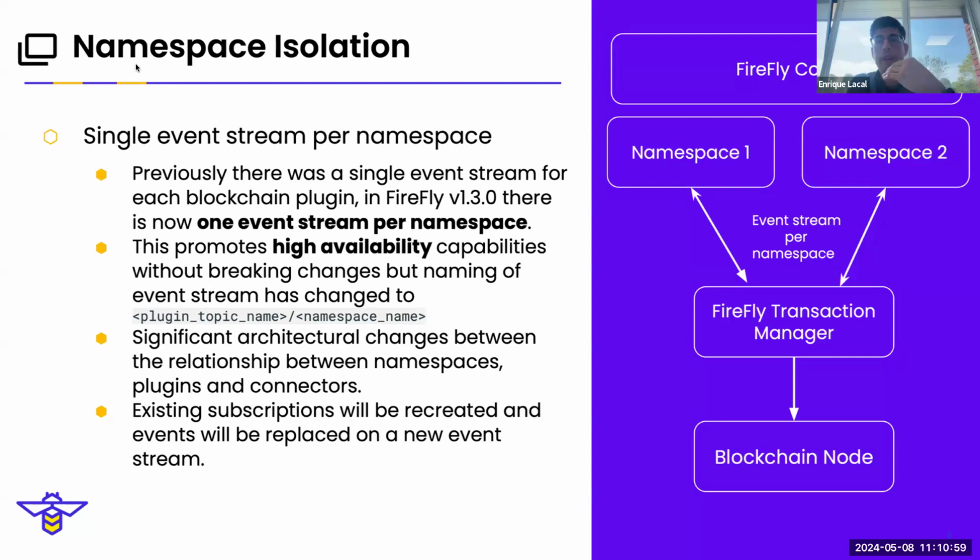In this case, what we've done in 1.3 as part of this work is we create one event stream per namespace. So now we have complete isolation for that event stream. We can replay events specific to that namespace instead of sharing the same event stream across both namespaces. And as we talked about earlier, this promotes high availability. So if we wish to in the future, as we want to work towards being able to run multiple FireFly core runtimes, having that isolation in place is going to help us a lot.